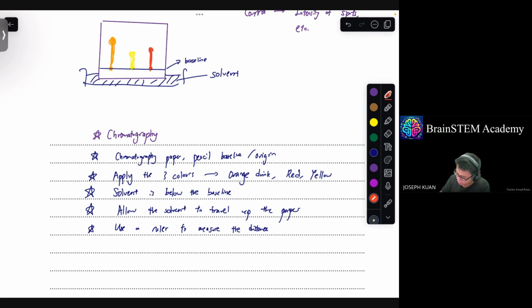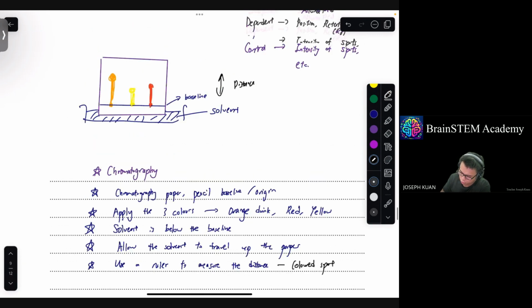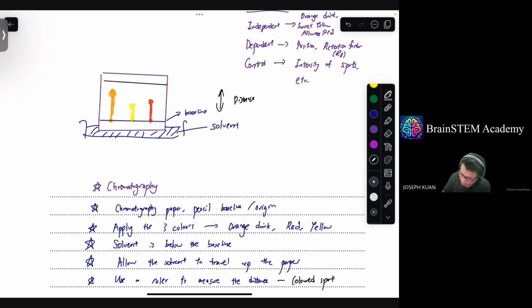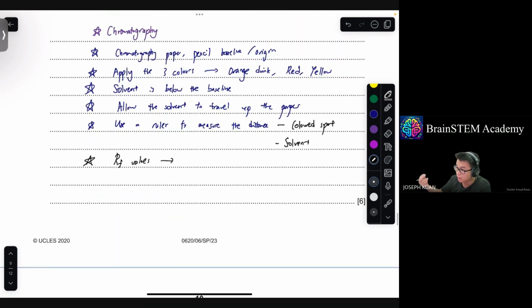The first one is to measure the distance of the color spots. The second is the solvent front: how far does the solvent travel? With these two, the distances of the three spots and the solvent front distance, you establish the Rf values. So you can make your conclusion from the Rf values.